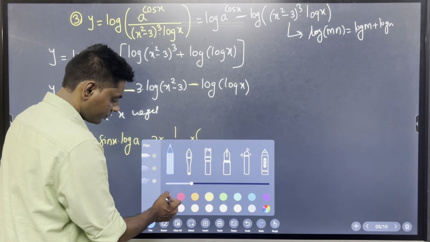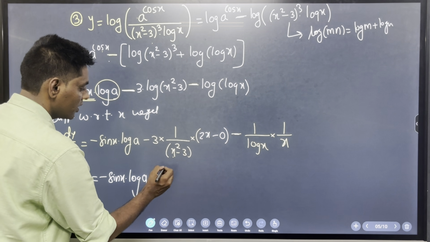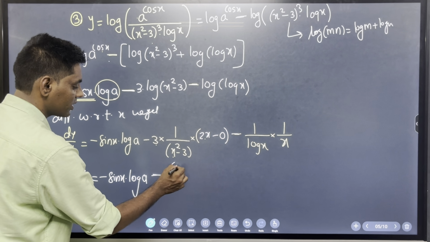Next, minus the derivative of log, that is 1 upon log of x, and again take the derivative of log x, that is 1 upon x. So in this way we complete this question. Very easy to understand. If you remember the basic rules, you can get, now here 3 2s are 6 times x divided by x square minus 3, here minus 1 upon the product of both, that is x into log of x. So this is our final answer. So make the notes and also take the screenshot.